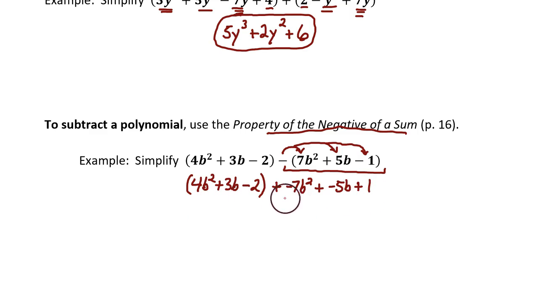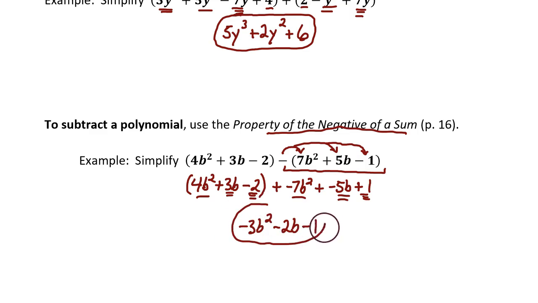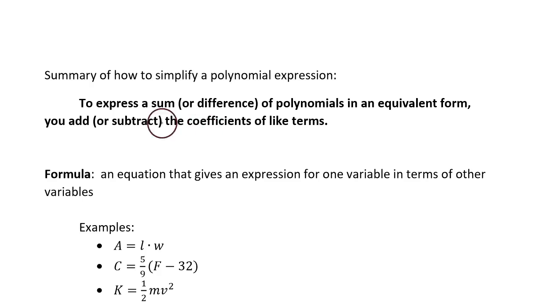Now that the problem is rewritten as an adding problem, we can add like terms. 4b squared and negative 7b squared is negative 3b squared. 3b and negative 5b is negative 2b. And negative 2 and positive 1 is negative 1. This polynomial is the simplified version of the original problem. You'll notice that to get these coefficients figured out, it is absolutely critical to be able to add and subtract positive and negative numbers. Let's summarize how to simplify a polynomial expression.